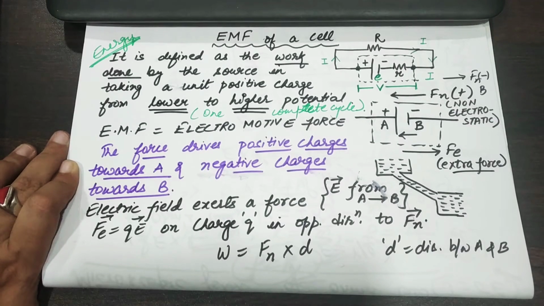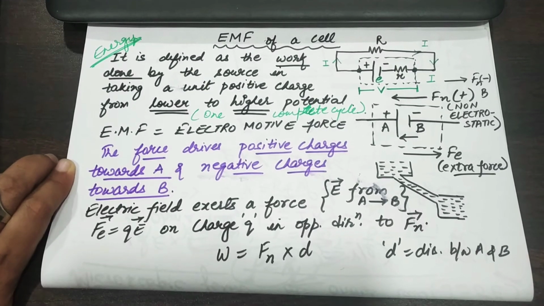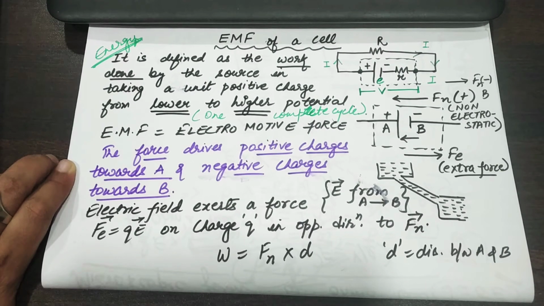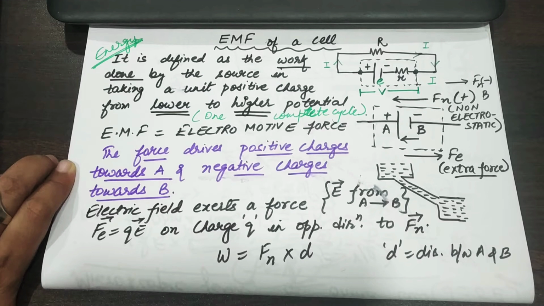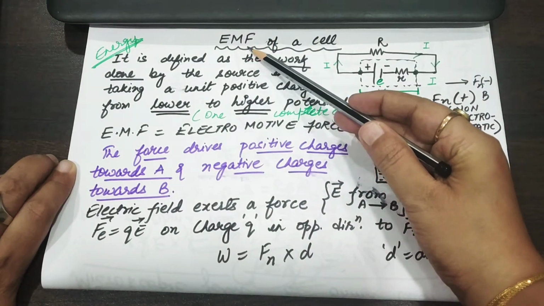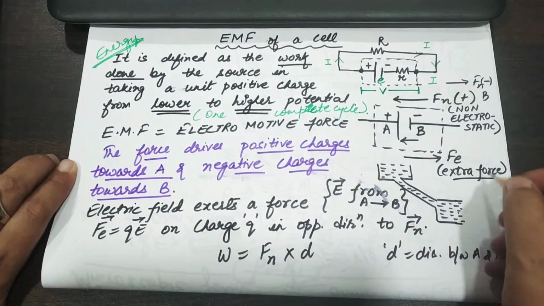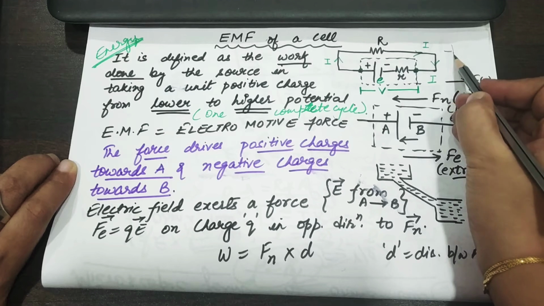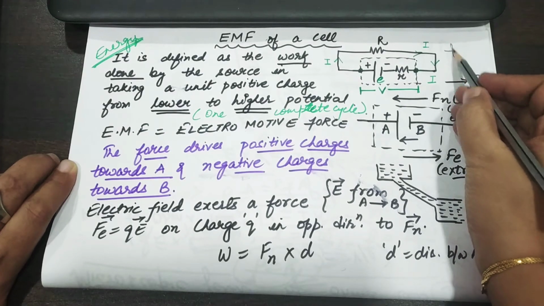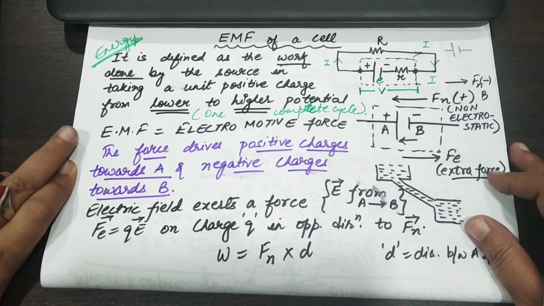Good morning, children. Today we are going to discuss the EMF of a cell, right? So EMF of a cell is defined as electromotive force. If we talk about its full form, it is electromotive force. So we have studied in previous classes also that a simple cell symbol looks like this. This is the positive terminal, this is the negative terminal, and that is how we denote the simple cell.